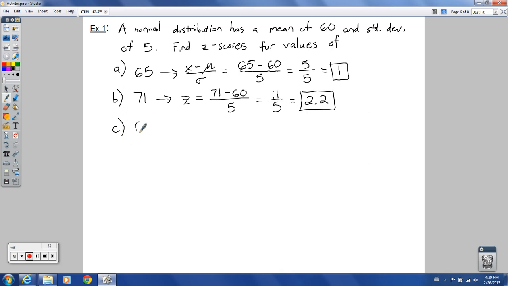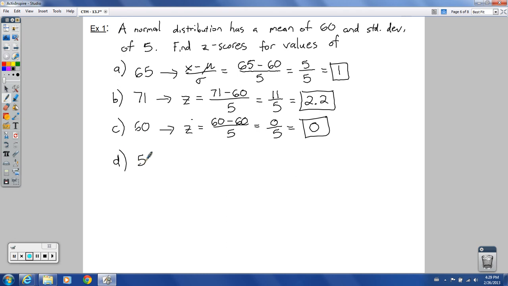Part C, if you had 60, let's say, that would be a z-score of, and notice I'm putting a little dash through my z so it doesn't look like a 2. I would highly recommend you do the same thing. You got 60 minus 60 over 5. This would be 0 over 5. Can you have a z-score of 0? Sure. That actually just means it's the same value as the mean. So the z-score of 0 would mean that you have the same value as the mean to start.